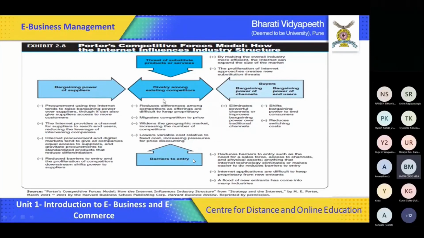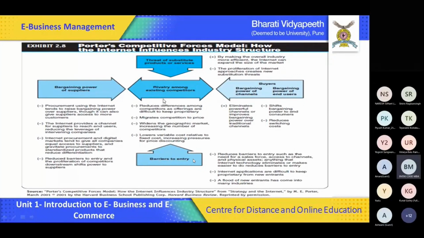Then here comes the rivalry amongst the existing competitors. It reduces differences among the competitors, as the offerings are difficult to keep proprietary. When we talk about the competitors, the differences amongst them will get reduced because if everything is available online, people will keep a check on it, and they can also provide this kind of products to their customers. So the competition has migrated to price. Price plays a very important role here.